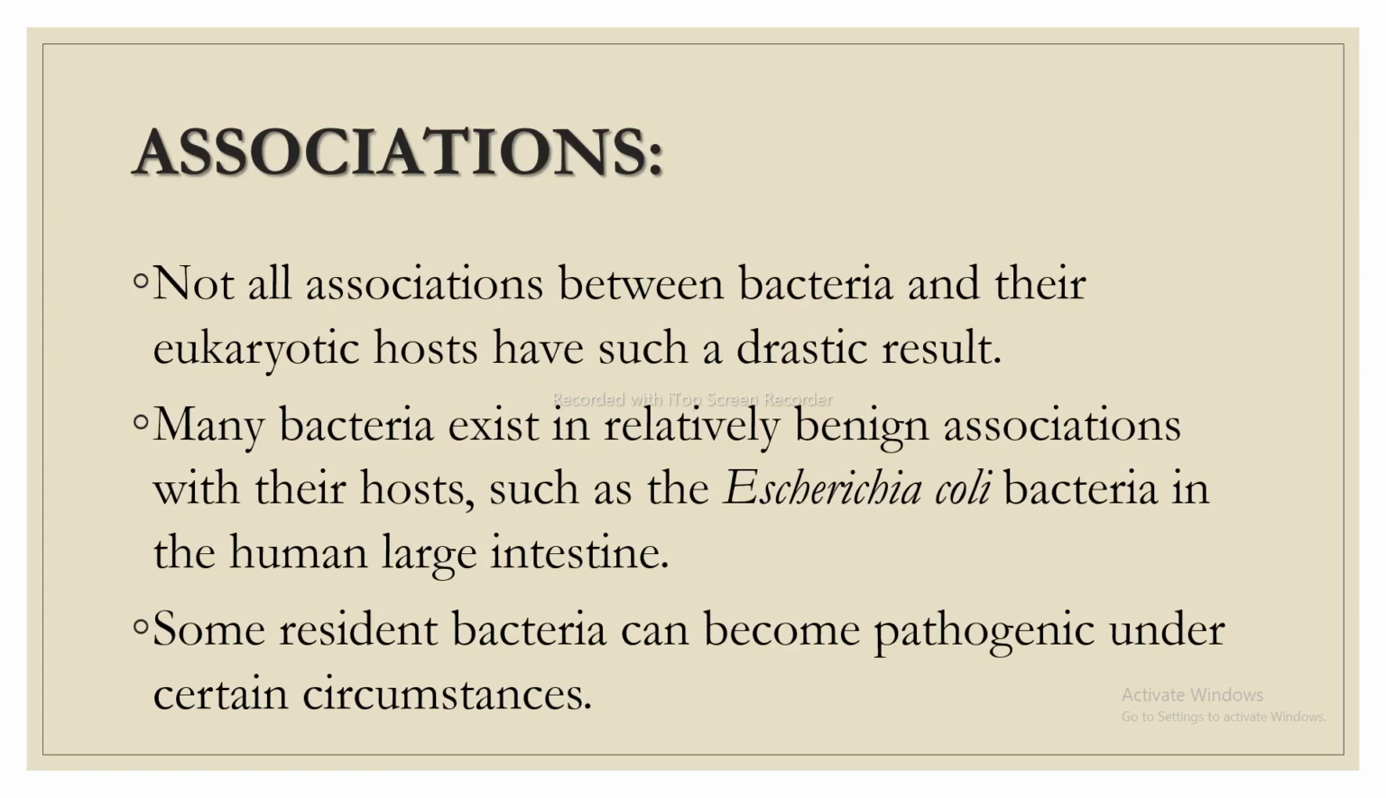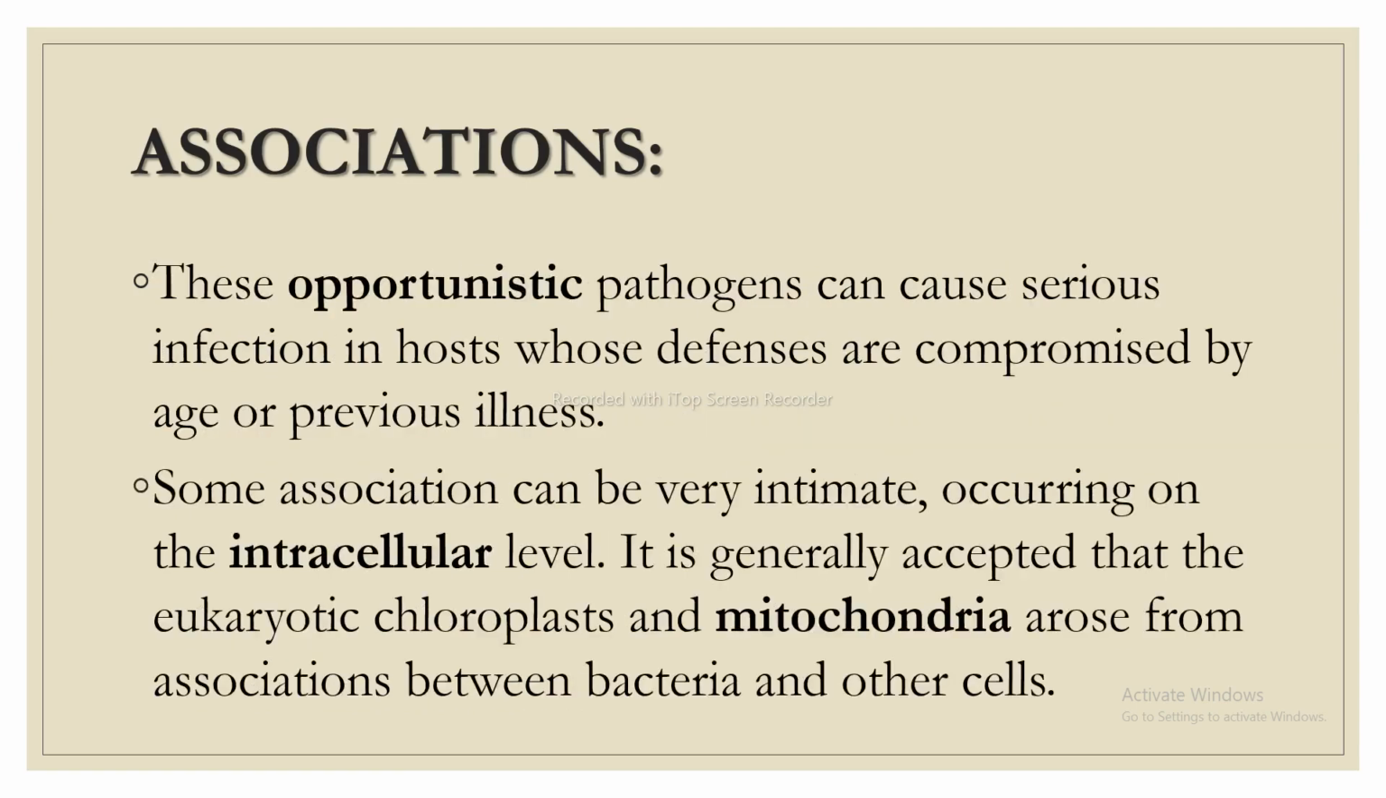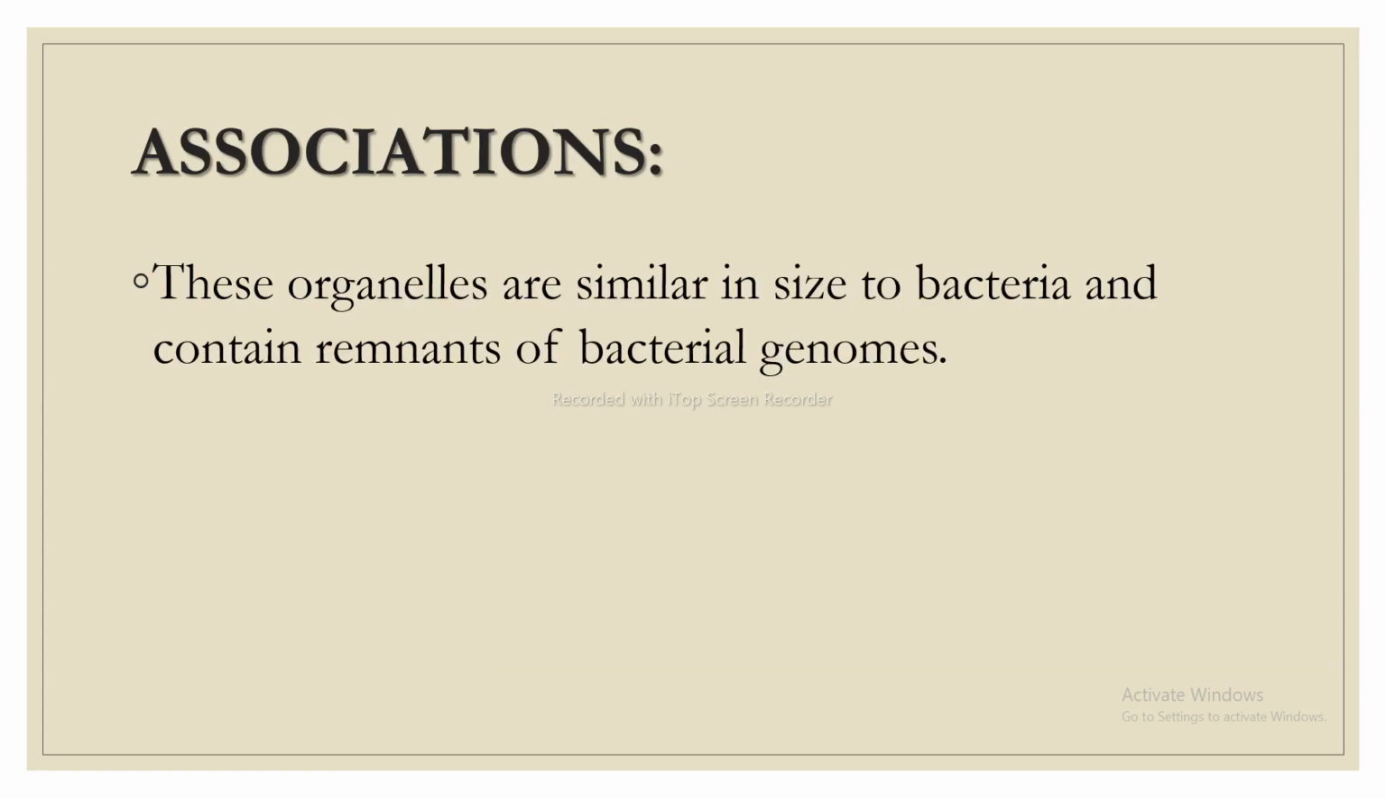Some resident bacteria can become pathogenic under certain circumstances. These opportunistic pathogens can cause serious infection in a host whose defenses are compromised by age or previous illnesses. Some associations can be very intimate, occurring on an intracellular level. It is generally accepted that eukaryotic chloroplasts and mitochondria arose from associations between bacteria and other cells. These organelles are similar in size to bacteria and contain the remnants of bacterial genomes.